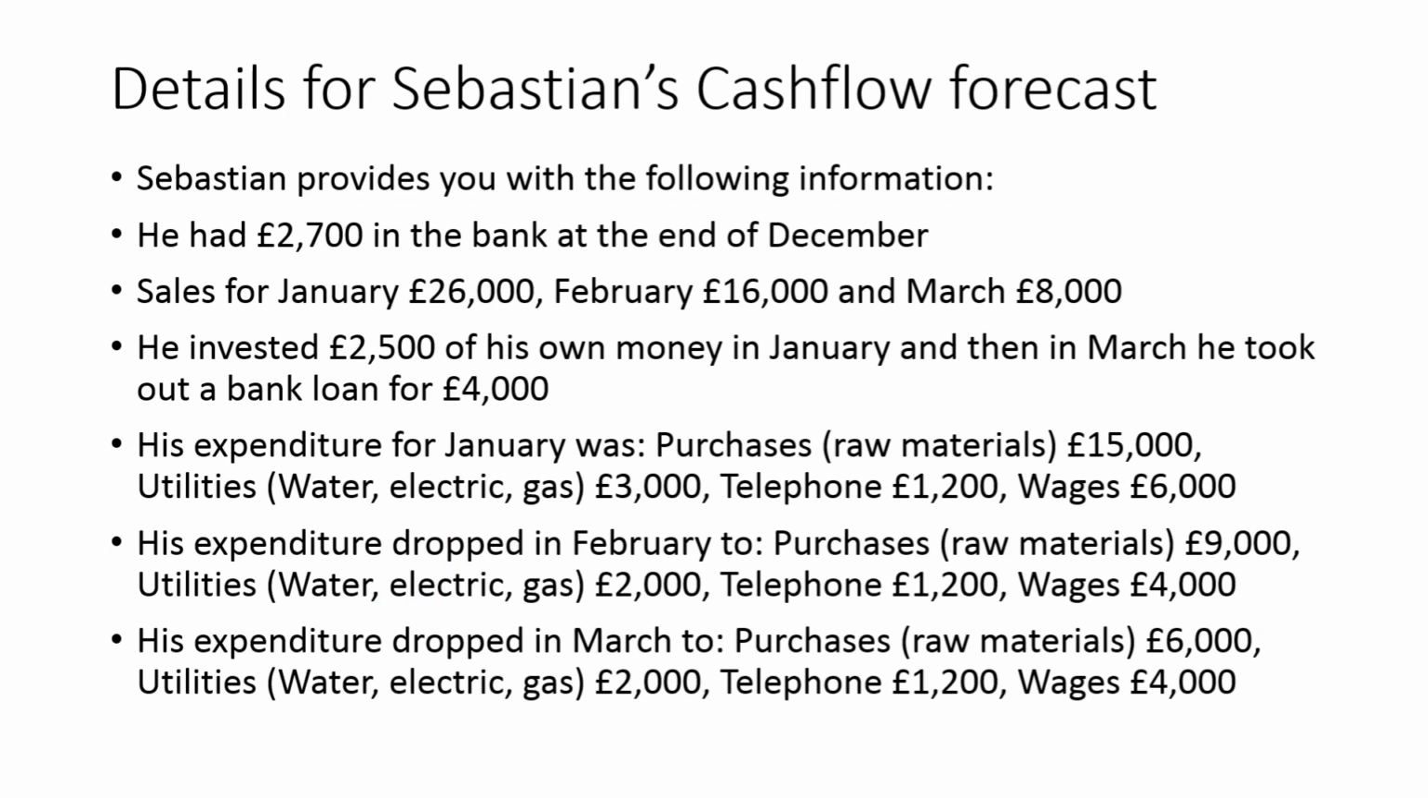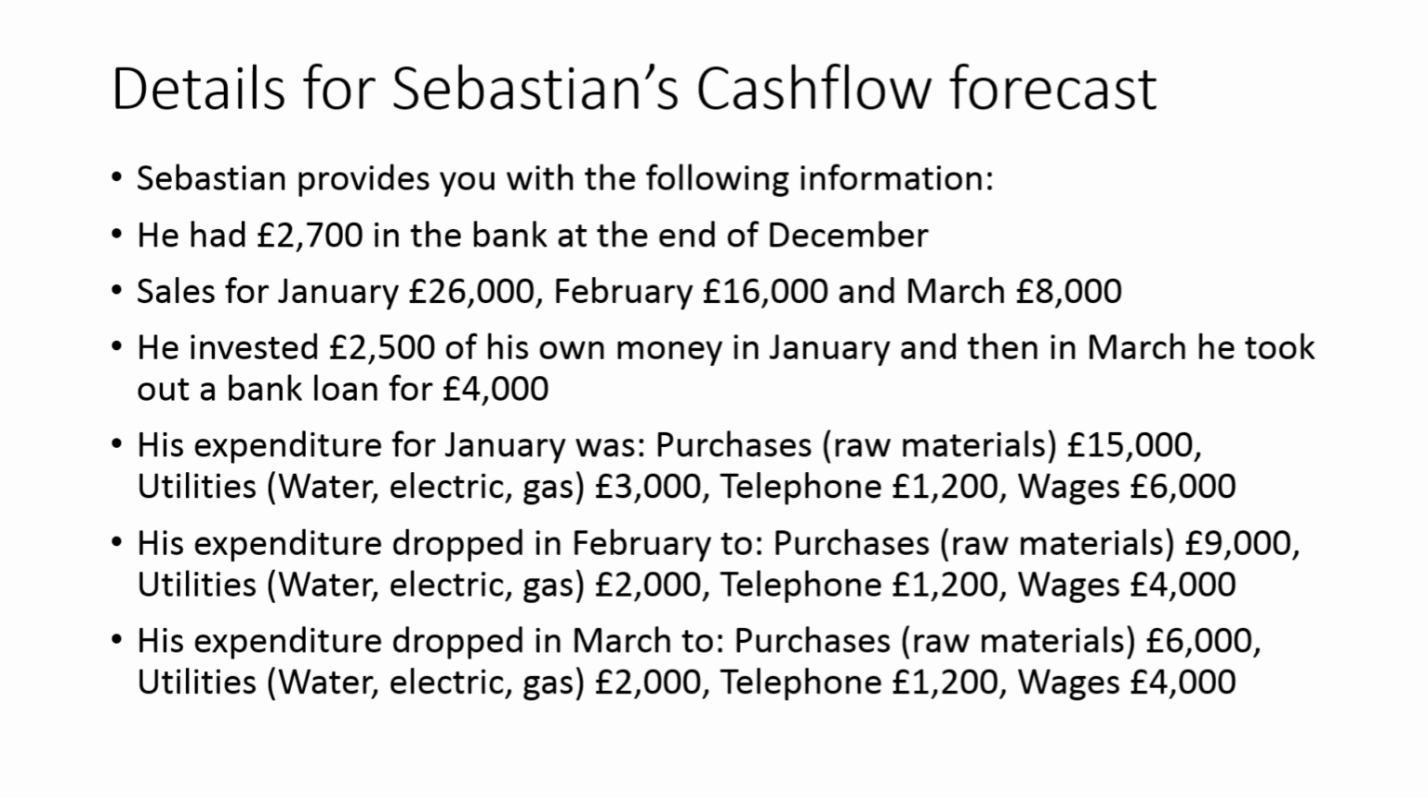Our business is run for the sake of this example by Sebastian, and Sebastian has provided you with the following information. He had £2,700 in the bank at the end of December. The sales for January were 26,000, for February 16,000, and March they dropped to 8,000. He invested 2,500 of his own money in January, so owner's capital or capital introduced, and then in March he took out a bank loan for £4,000.